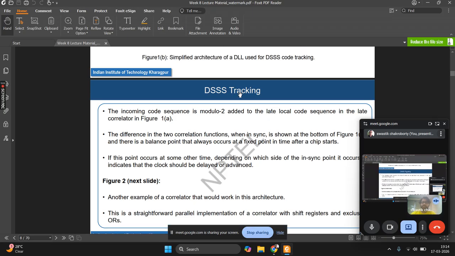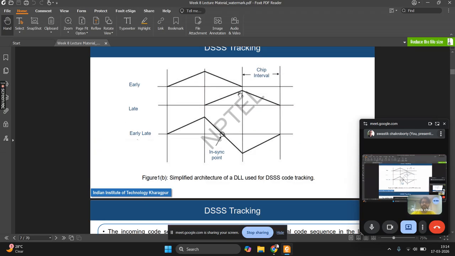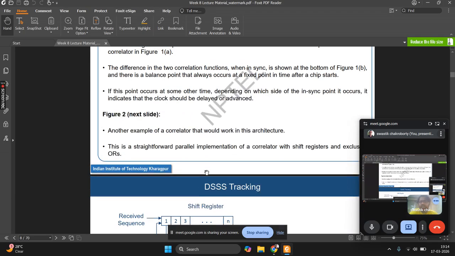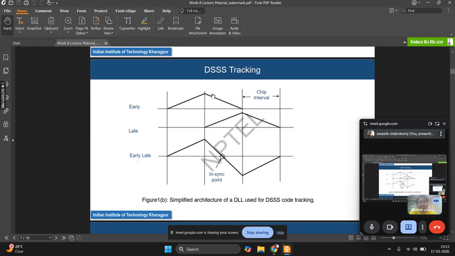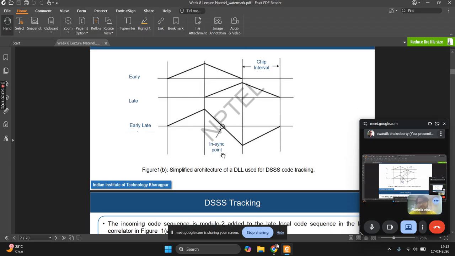The difference in the two correlation functions when in sync is shown in the figure. So basically when in sync, between the early and late there will be a difference, and that difference is this. There is a balance point that always occurs at a fixed point in time after the chip starts. If they are in sync, then you will have two perfect triangles in the early and late correlators like this, and when you subtract them, you will always get a null point. That particular null point is called the in sync point.